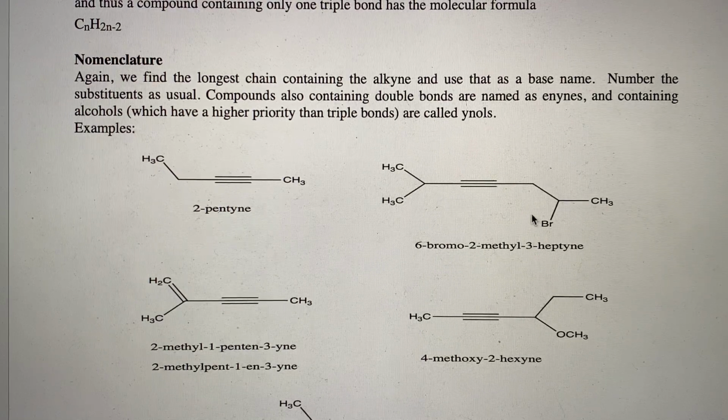Now, if you have substituents, you still have to go with the lowest number for the alkyne. That's the most important functional group in this compound. So let's say if you go from right to left, 1, 2, 3, 4. Okay, so you start the triple bond with number 4. If you go from left to right, it will be 1, 2, 3. So that's better. So therefore, we have to go from left to right. So imagine 1, 2, 3, 4, 5, 6, 7.